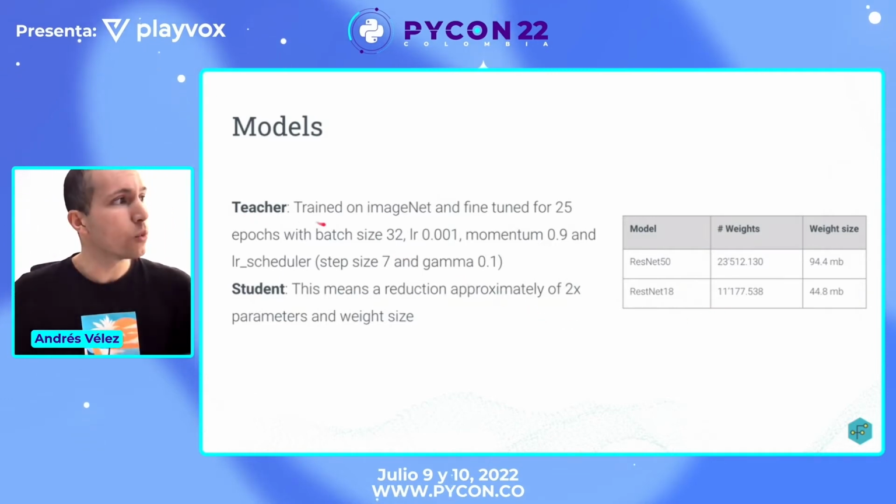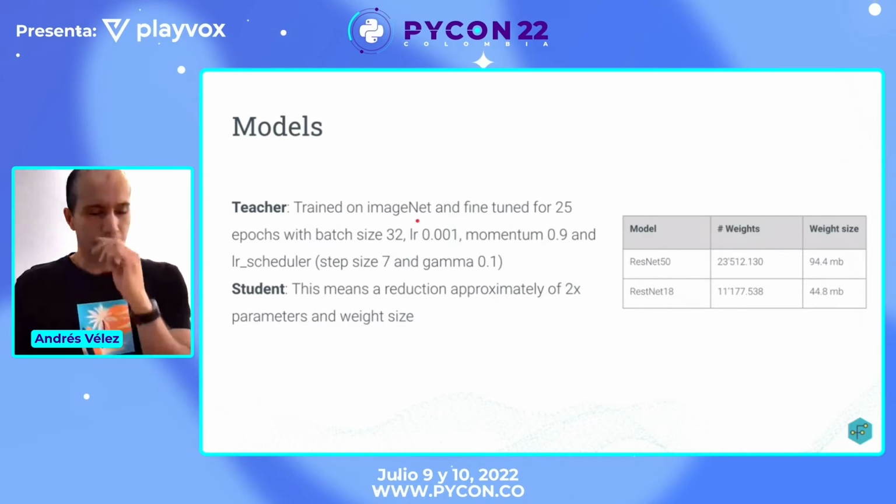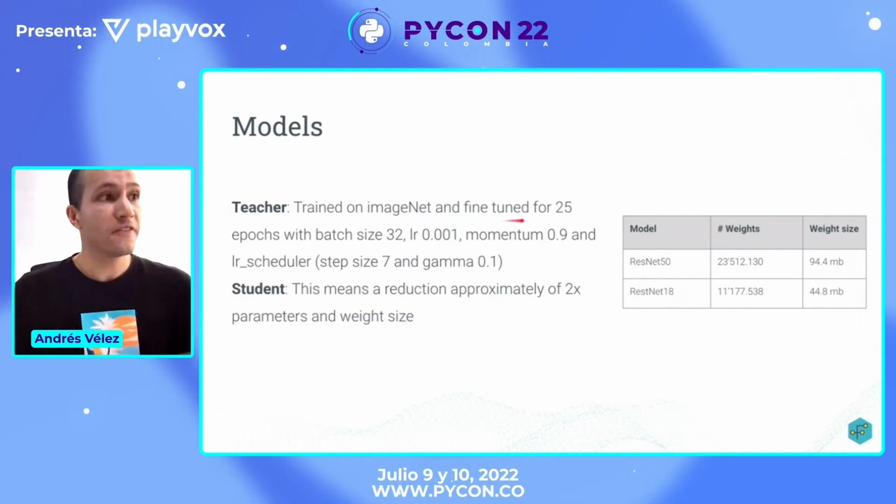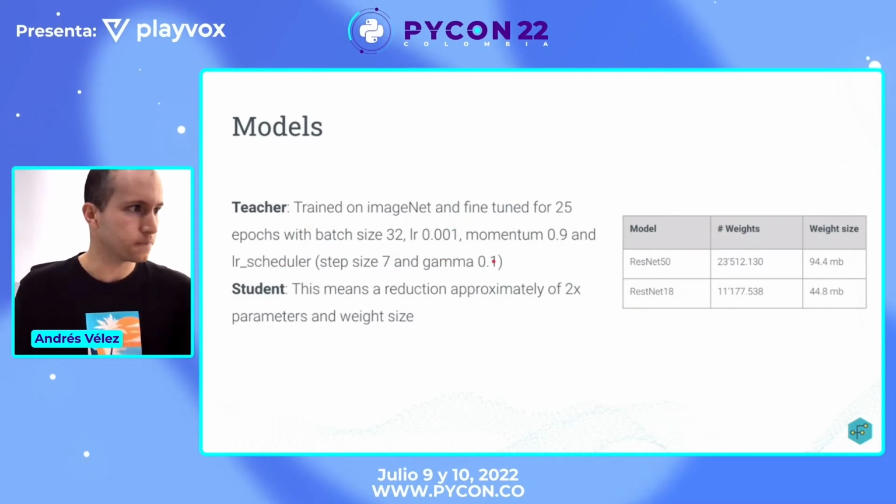The teacher model was trained on ImageNet, right? And then I fine-tuned it for 25 epochs with a batch size of 32, and this magnitude of learning rate, momentum, and a linear scheduler.